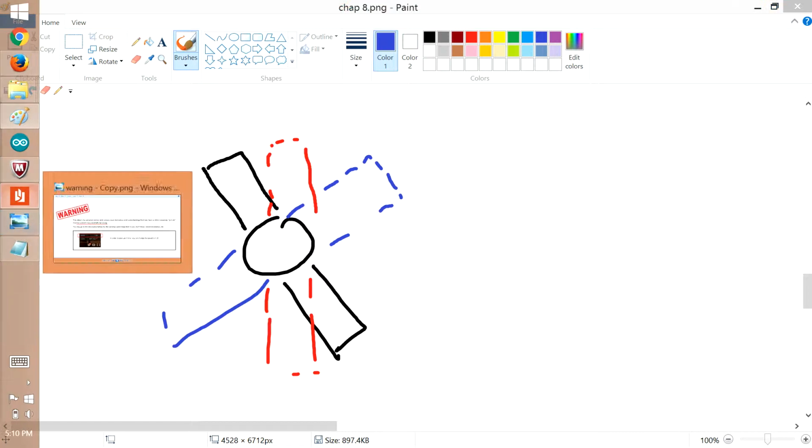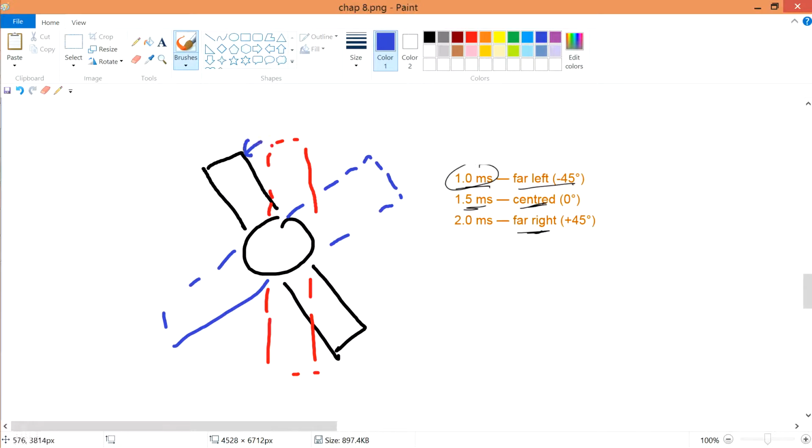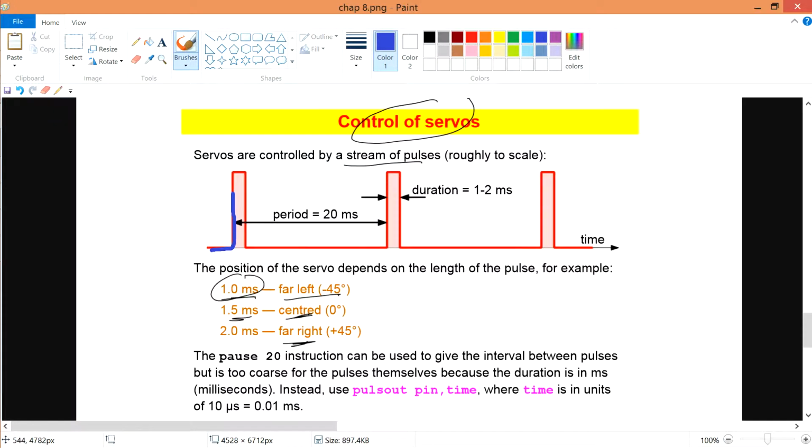Then about 0.5 millisecond later, it will be here, which is 1.5, at the center, 0 degrees. After that, at 2 milliseconds, it will move to here. And so on and so forth. I think you get what I mean already. So same thing, it will turn on for a little while, and then it will turn off, and then it will turn on again, and then off. So the pulse width over here is 1 to 2 milliseconds, as we have said earlier.